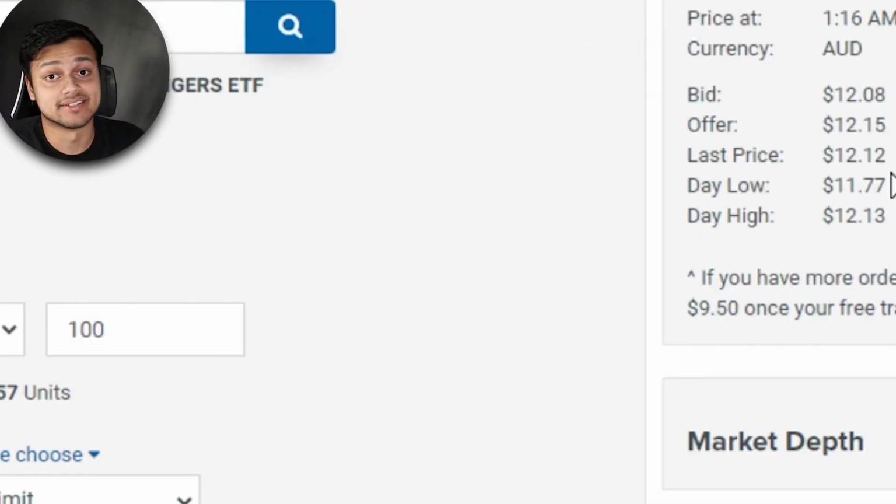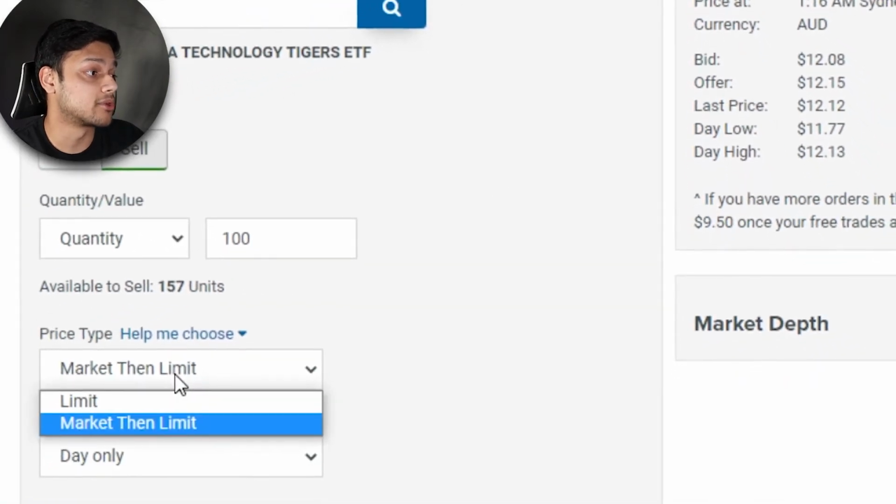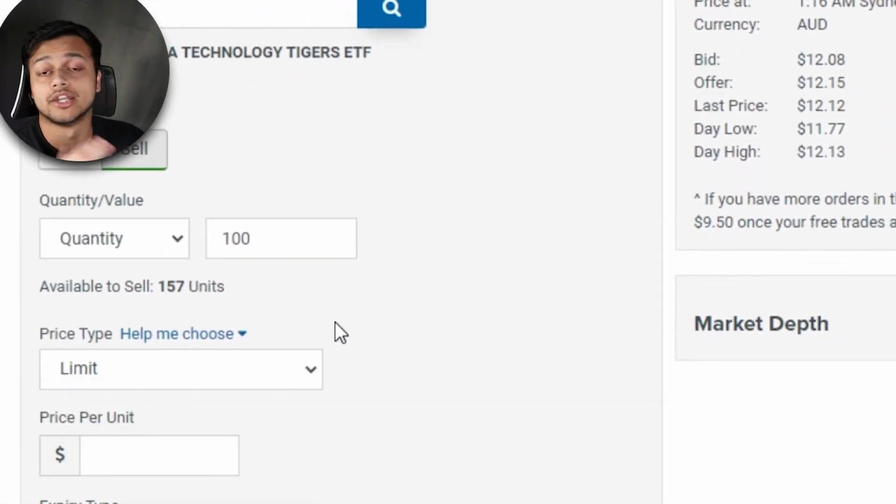So I hope that makes sense. Now let's move on to the other price type, which is limit order. With limit orders, you have much more flexibility as to what price you want to buy your shares at.